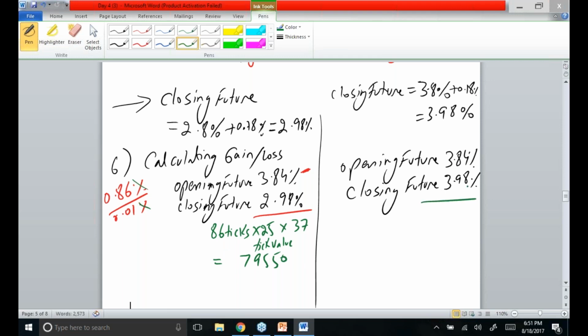And in this case, obviously you have locked 3.84%, but in the market, the interest rates have gone up. In this case, you will be at a positive position. 0.14%, which means 14 ticks into 25 into 37 contracts. So your gain will be 14 into 25 into 37, 12,950.